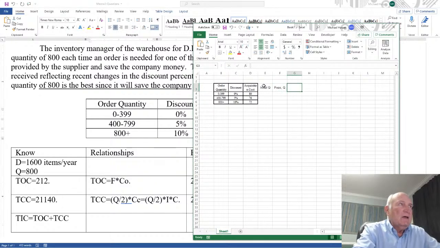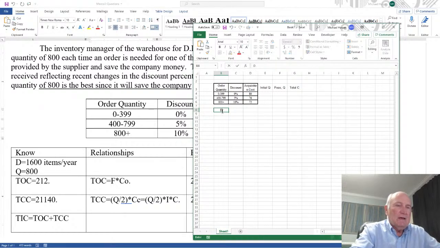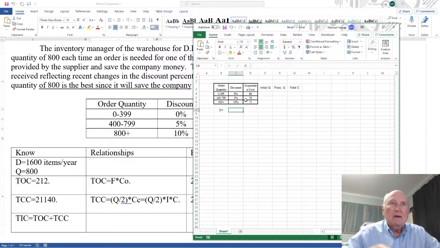And then we're going to have the total cost. And then we don't have the answer. So this is what we're after. Okay. But before we do that, down here, let's put our demand down here. Our demand equals 1,600.